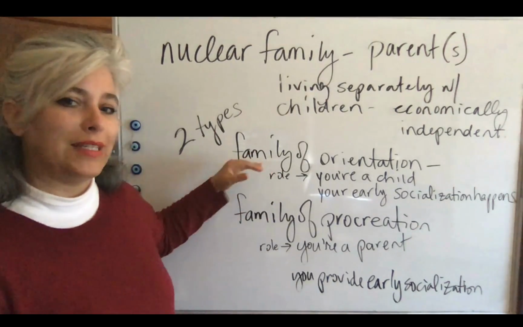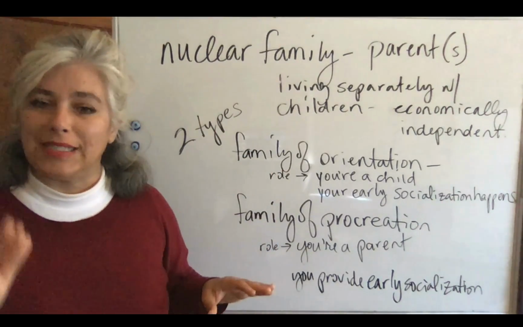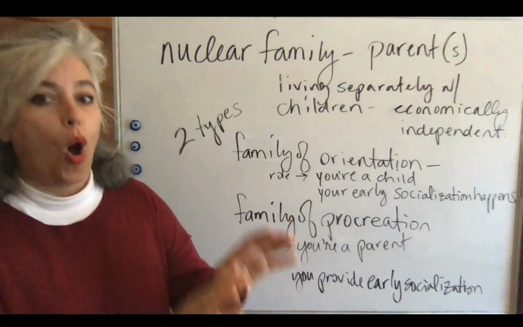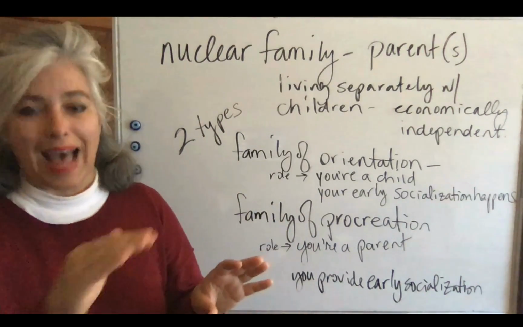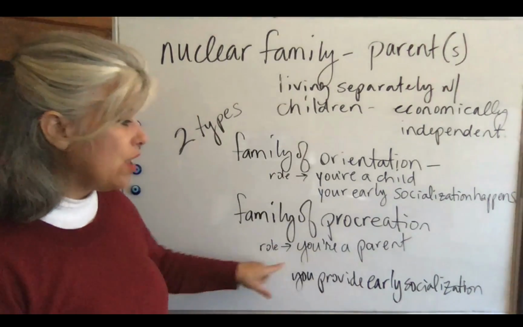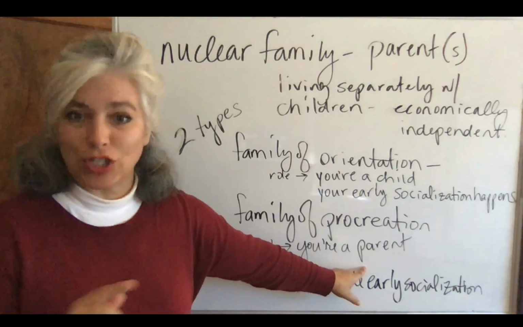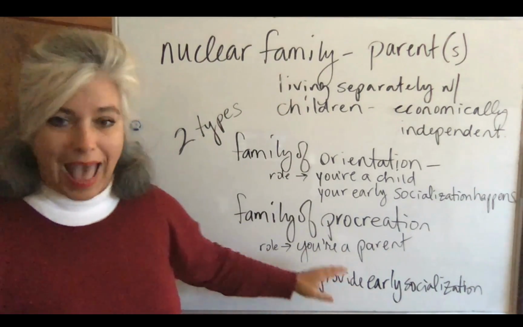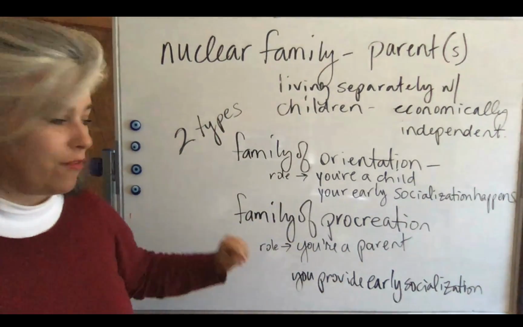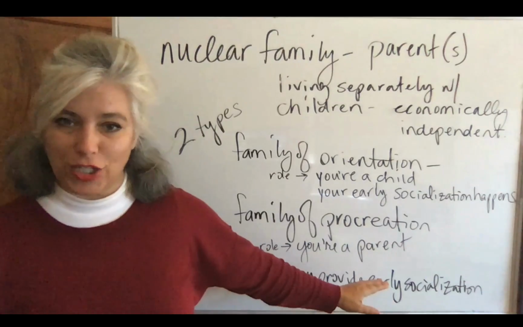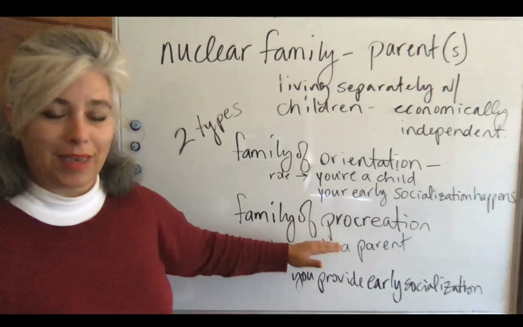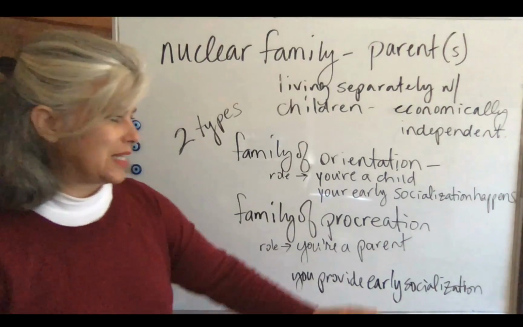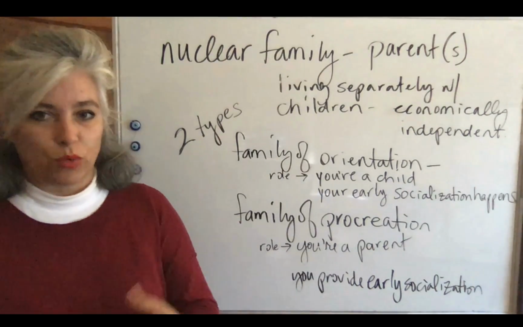That's the family of orientation. But in their socialization, the future of society depends on them wanting to repeat that cycle with themselves as the parent instead of the child, where they form a nuclear family of their own. And that second type of nuclear family is called a family of procreation. This norm in our society, this expectation for people to want to reproduce, that's what procreation means, to reproduce.